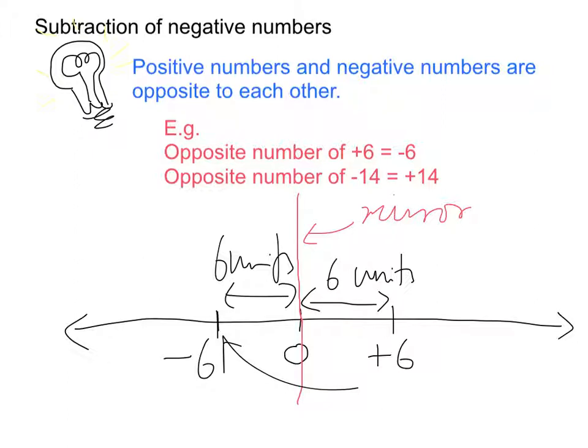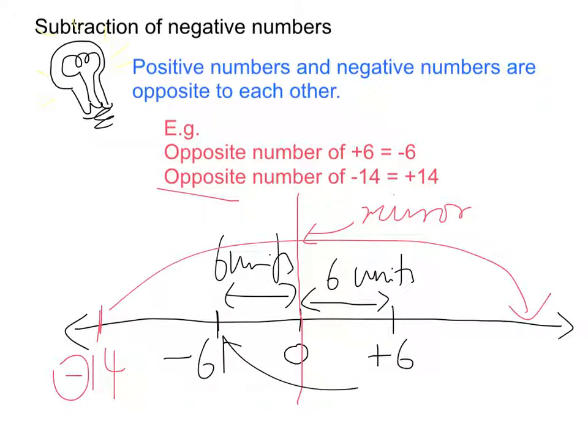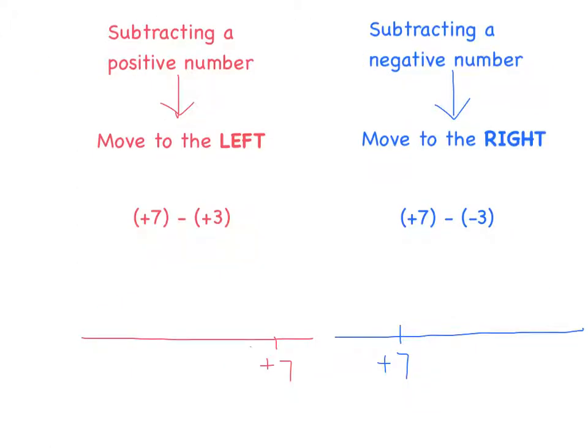And similarly, if I have negative 14, it will be somewhere here. Negative means on the left of 0, and the opposite means on the right. The distance between this point and 0 should be 14 units, and because in this case it is on the right, we use a positive sign, positive 14 here.